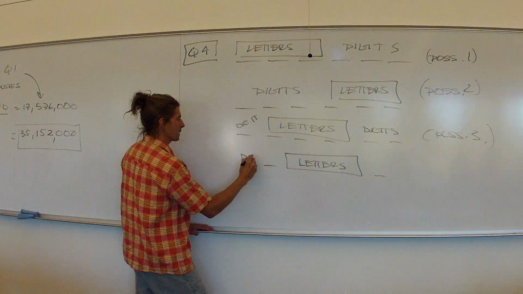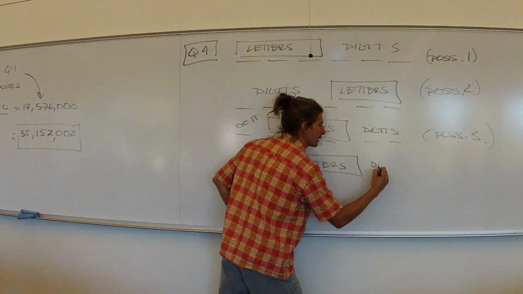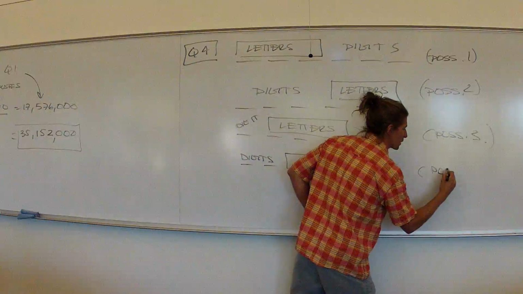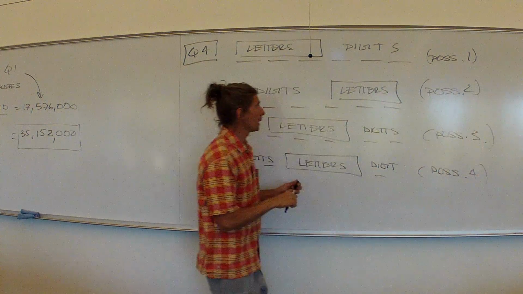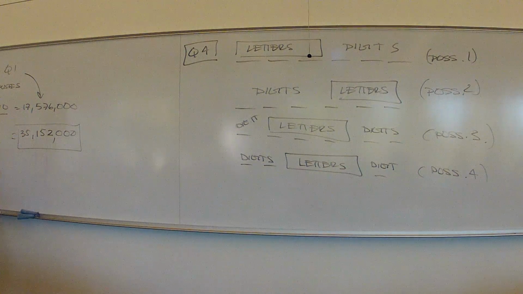We got digits out here, and then a digit here, and this is possibility 4. Is there any other way we've forgotten? I don't think so. If you have to have 6 characters, and you've got to keep the letters together, it's got to be one of those arrangements, right? Now, the question is, how many are in each one of those arrangements?